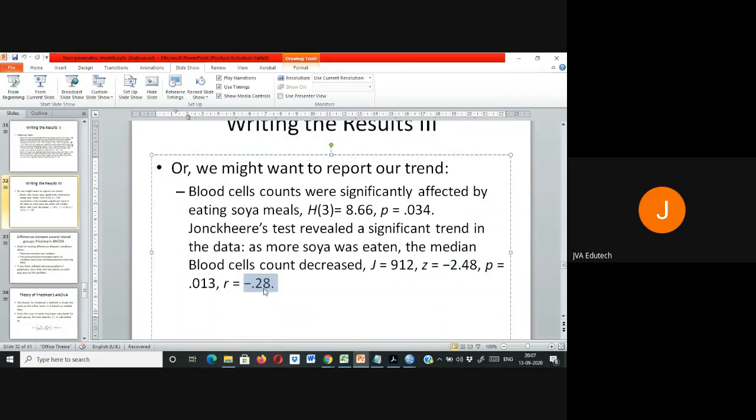no meal, 1 meal, and 4 meals don't have any significant effect on blood cell count as compared to 7 meals. If the person is fed on 7 meals of soya per week, then only you can see a significant effect, and that significant effect is in terms of decrease in the blood cell count. But if you check further through the Jonckheere-Terpstra test, it will show you that that decrease is not very high. There is a significant decrease, but not very high.